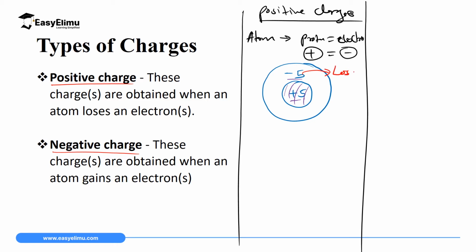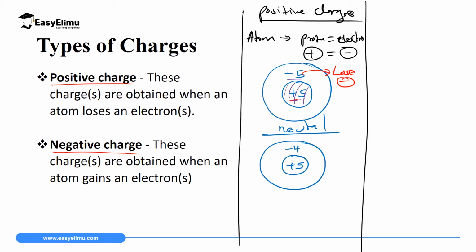If this one loses 1 electron, it will remain with 4 electrons, but the number of positives will remain as 5. So if now we will have 5 positives and 4 negatives, then this atom will remain positively charged. Now, the one that I've drawn here is neutral. I want to draw another one in which we have lost 1 electron. Remember, protons have remained 5, but now in the energy level, we have remained with 4 electrons since we have lost 1 electron. So in this case, we will have more protons, that is 5, and fewer electrons, that is 4.